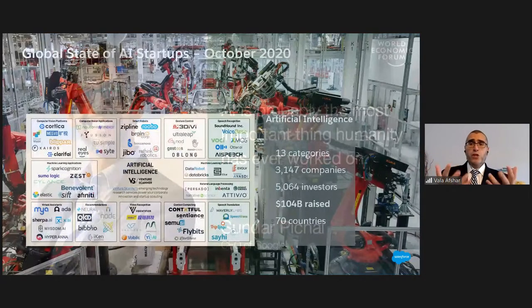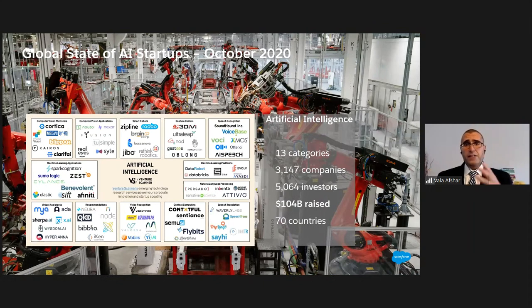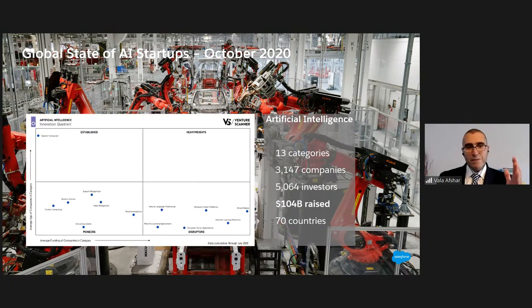When you look at the global investments in AI, as of October 2020, in 13 different categories in AI, there's been over $104 billion in investment in 70 countries. What's interesting in these 13 categories is that when you look at the maturity of these technologies and the investments, there are no specific categories that are mature. Other than, you know, speech translation, most of these categories in AI are at the beginning stages. It's really the last 5-6 years where we've seen incredible movements in terms of investments in AI.